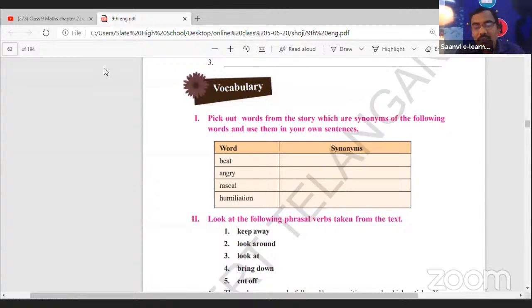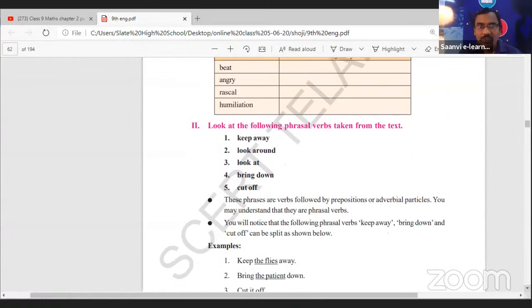Angry: desperation, flushed, furious. Rascal, idiot. Oh no, we didn't write rascal, isn't it? So rascal, idiot, I-D-I-O-T. And one more word was there. What was that? Loafer, L-O-A-F-E-R. And finally, humiliation: ashamed of or insult.